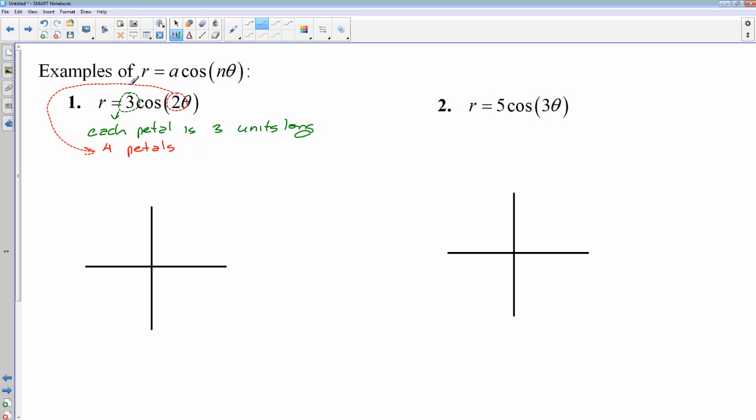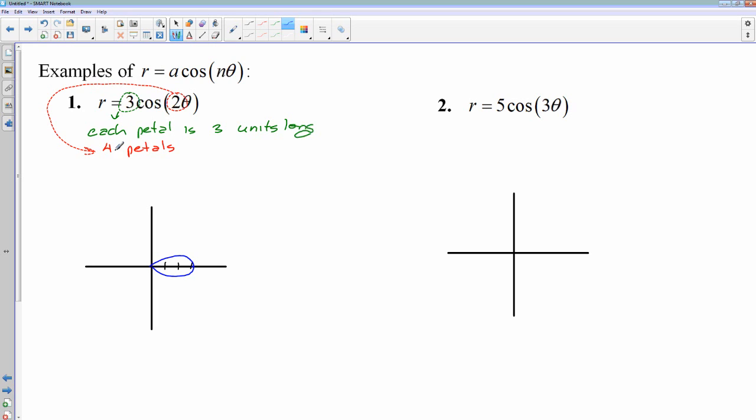And then since this is cosine, I know my first petal is going to go out towards the x-axis. 1, 2, 3 units. We know it's 3 units long, and I'm going to have 4 petals. My first petal comes out looking like this. It goes through the origin, then it comes up, and there's my first petal.